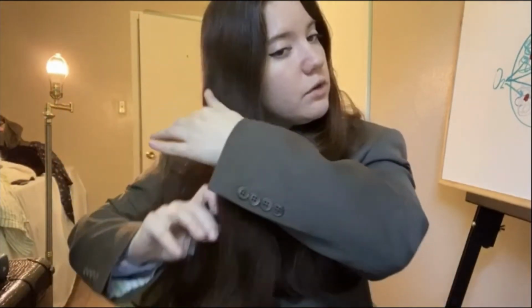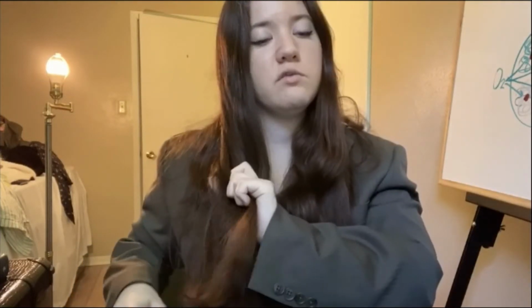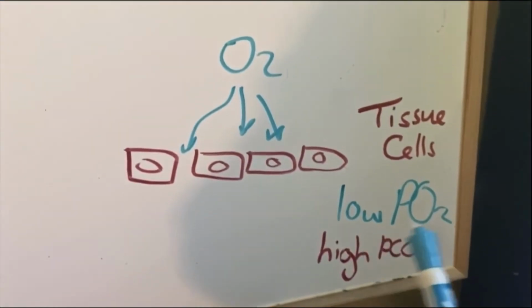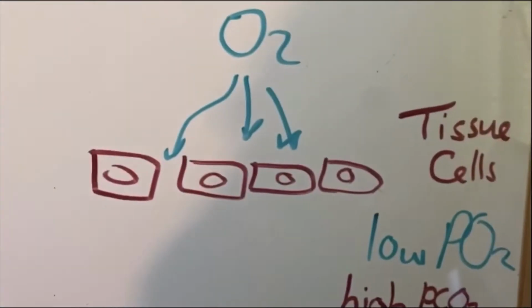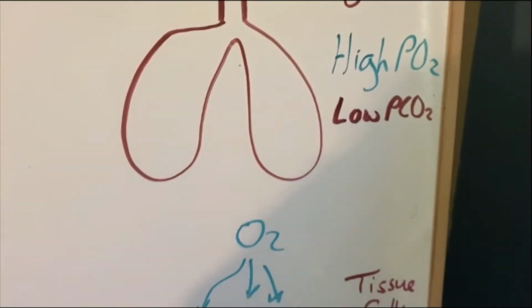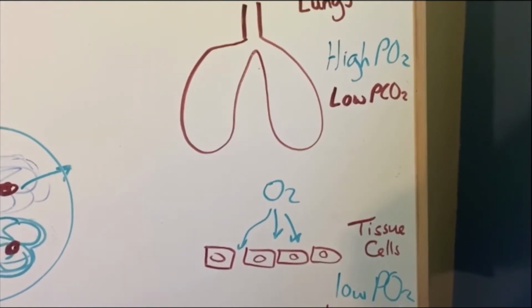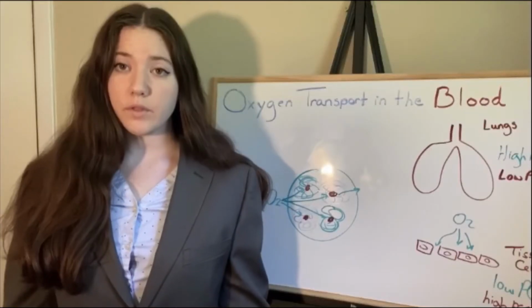The competition for binding space on the hemoglobin between the oxygen and carbon dioxide, based on their relative partial pressures in the lungs and the tissue, is what drives the process. Oxygen has a high partial pressure in the lungs and a low partial pressure in the tissue. Carbon dioxide has a low partial pressure in the lungs and a high partial pressure in the tissue. These pressures make oxygen binding more favorable in the lungs and CO2 binding more favorable in the tissue. As one molecule type binds to the hemoglobin, the other is released. And with that, I'm out.